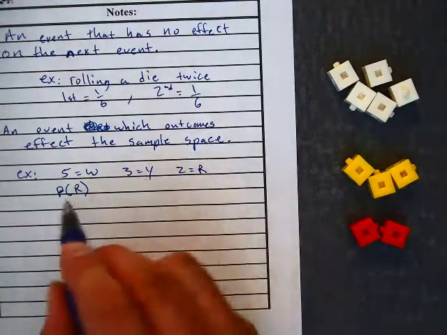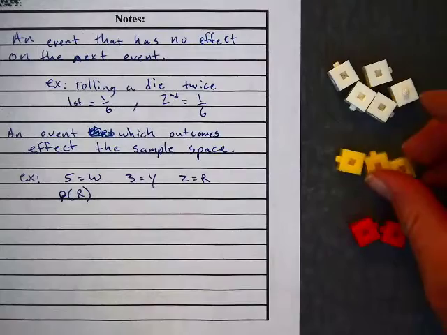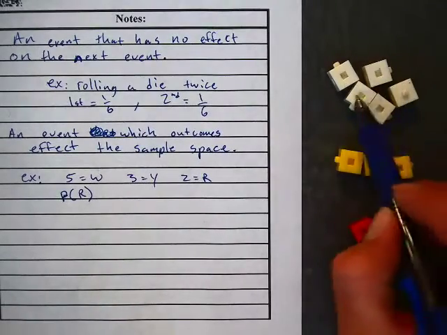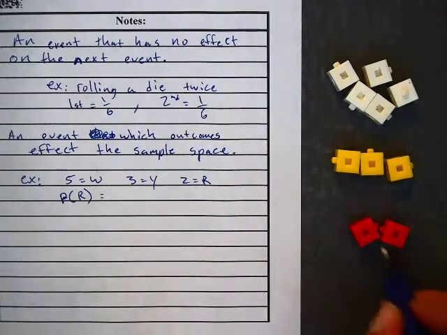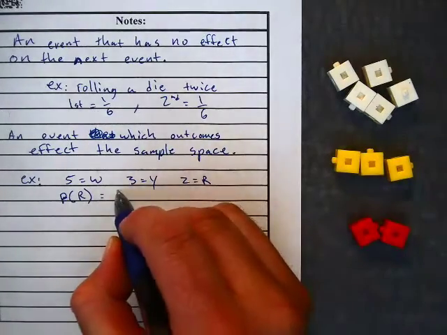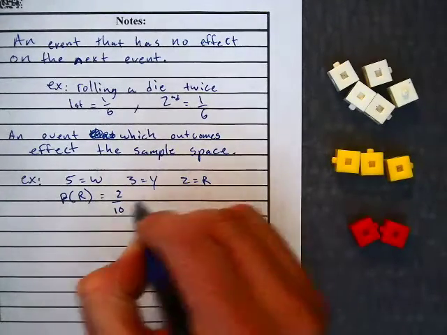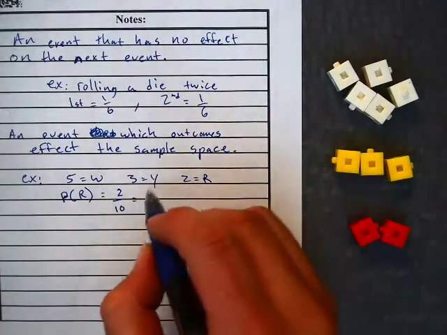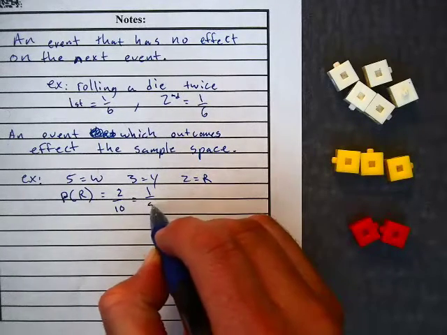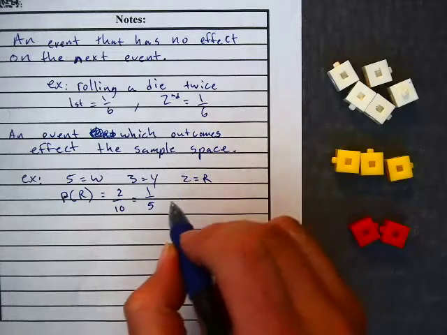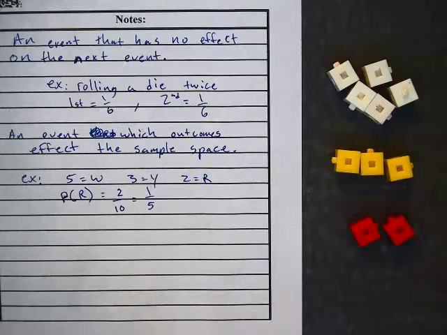What's my probability of picking a red just by what I know right now? How many total? 1, 2, 3, 4, 5, 6, 7, 8, 9, 10. So my probability is, how many reds are there? Yep, 2/10. That can be reduced. They're both even, so we can cut them in half. So that's 1/5. So my probability of picking a red right now is 1/5.